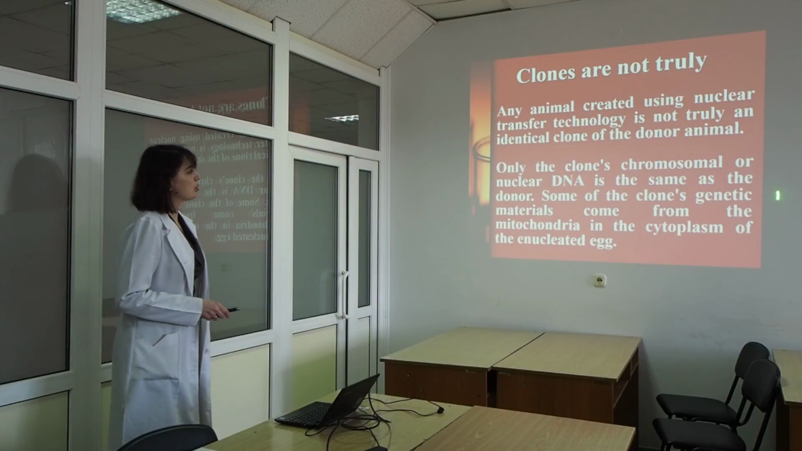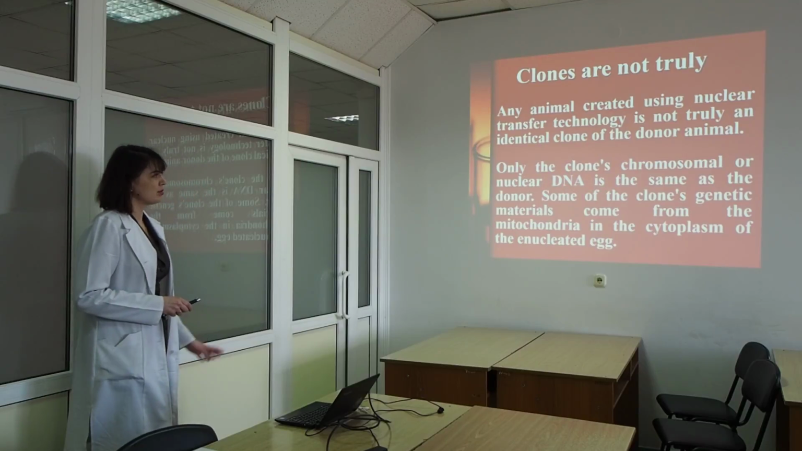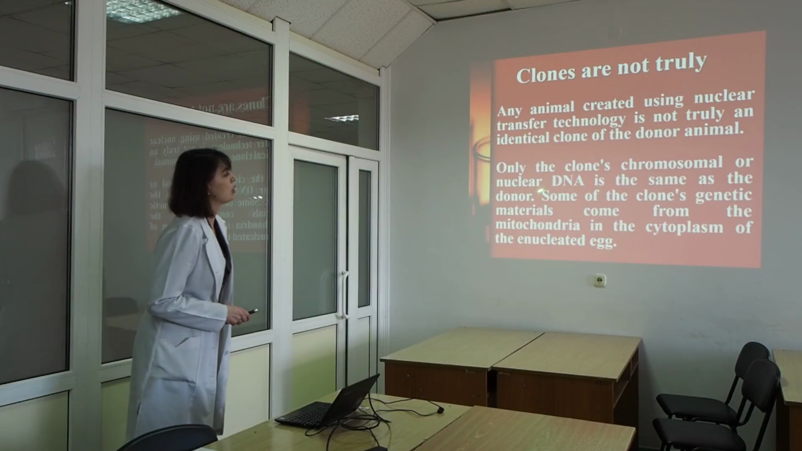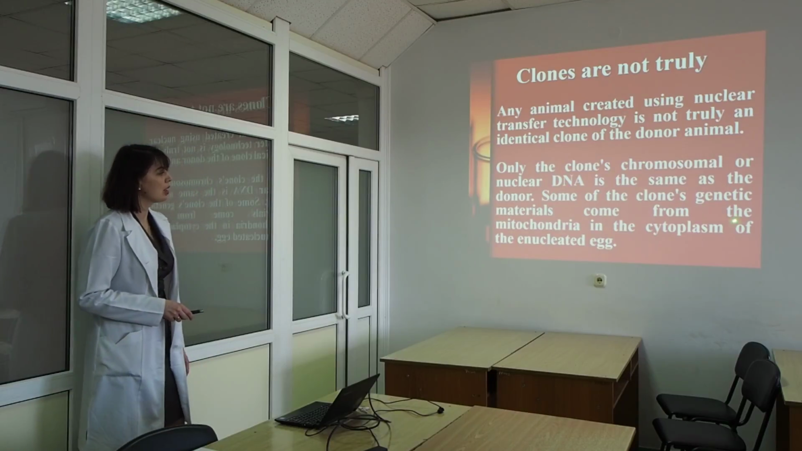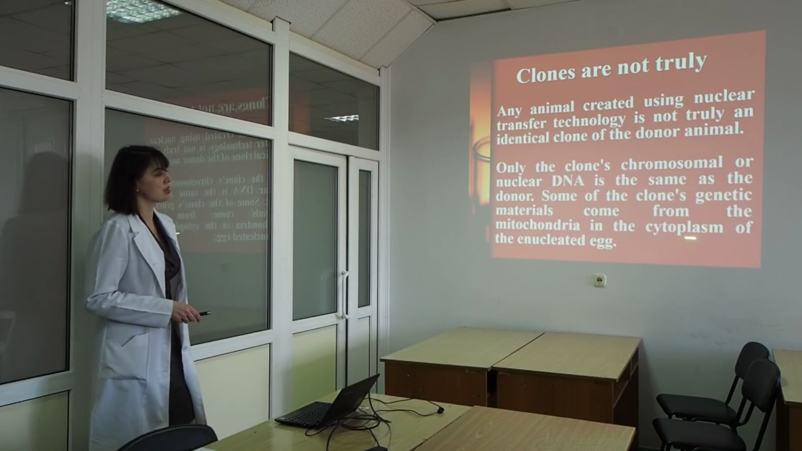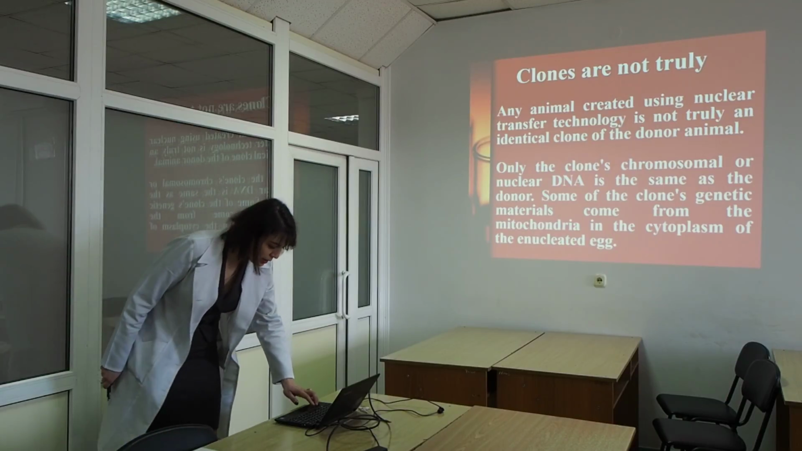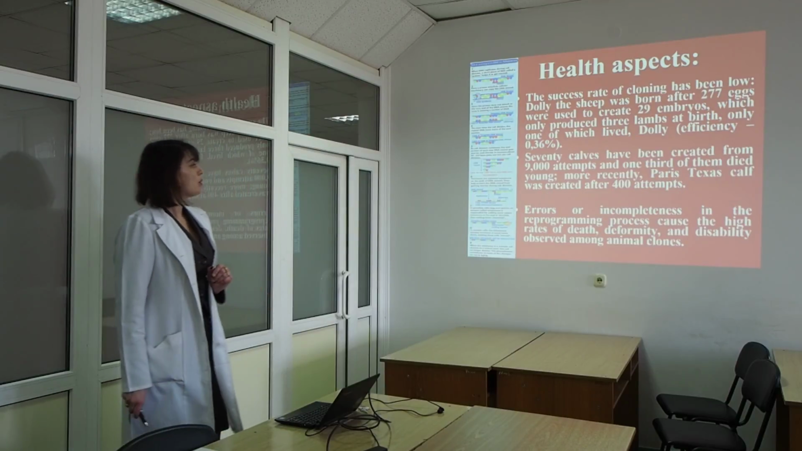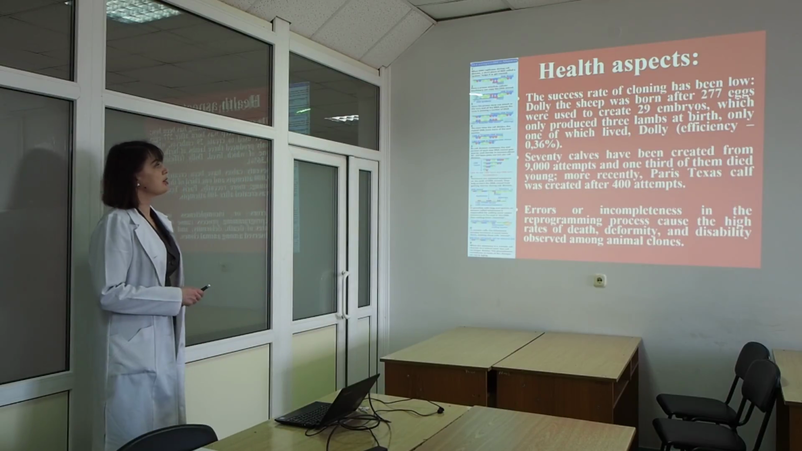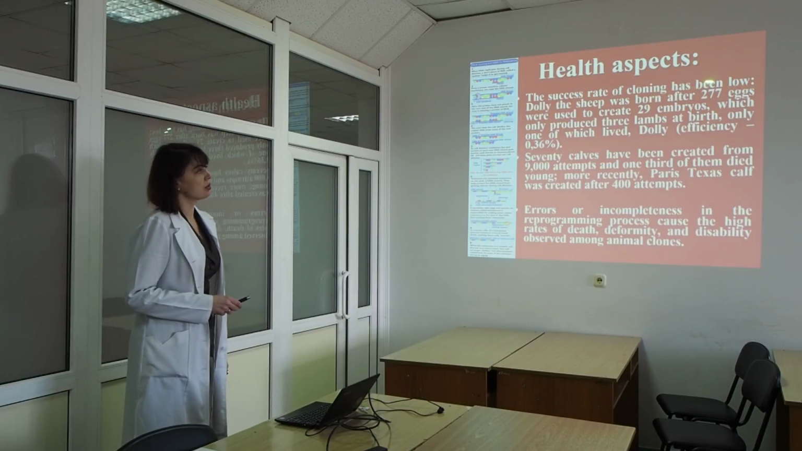Only chromosomal or nuclear DNA is cloned, this is the explanation. We will not write it, only chromosomal or nuclear DNA is the same as the donor. Some of the clone's genetic material comes from the mitochondria, in the cytoplasm of the enucleated cell. That's why it is not the same. Another thing we have spoken about is health aspects. The success rate of cloning is low.